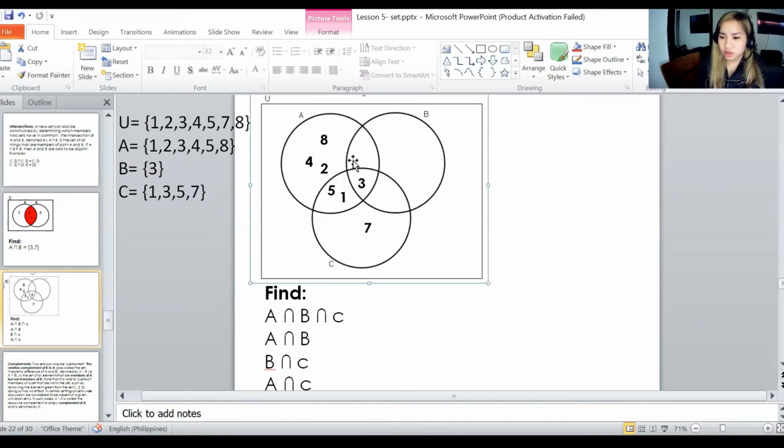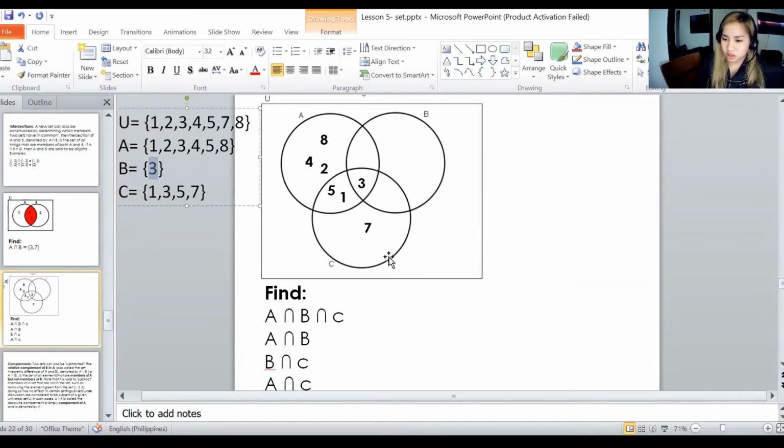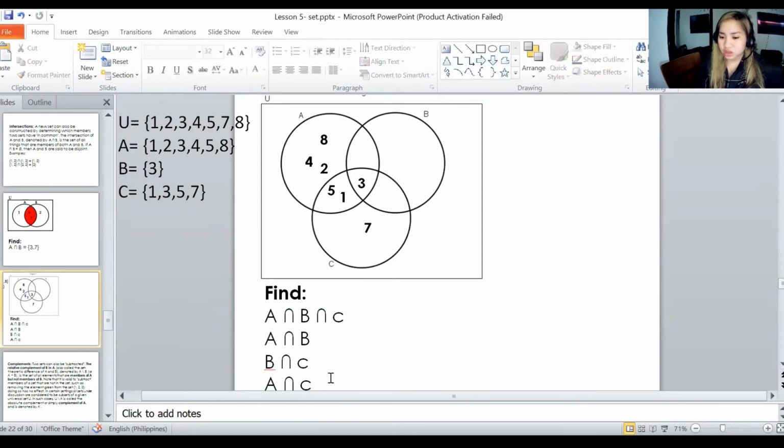And for the set B, lahat ng elements dito sa loob ni set B, pero isa lang po siya, kaya isa lang yun nandito. For the set C, we have itong lahat ng nasa loob ng circle na to. Pinakamaliit is 1. Next, we have 3, 5, tsaka 7. So, ang hahanapin natin is, ayan, find the intersection of A, B, and C, tapos intersection ng AB, intersection ng BC, and intersection ng A tsaka C.